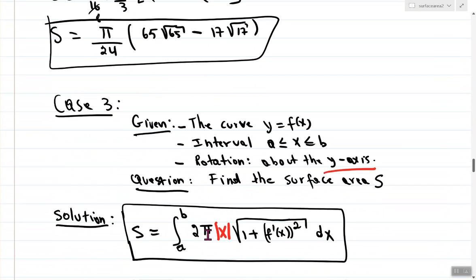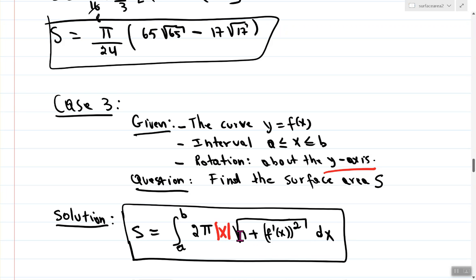So for case 3, this time they give us the curve y equals f of x. They give you the x interval, x is between a and b, and the rotation this time is about the y-axis. Okay, not the x-axis, the y-axis. We know when the rotation is about the y-axis, then the circumference is going to be 2 pi times x, because x is the radius. We put the absolute value just in case x is negative.